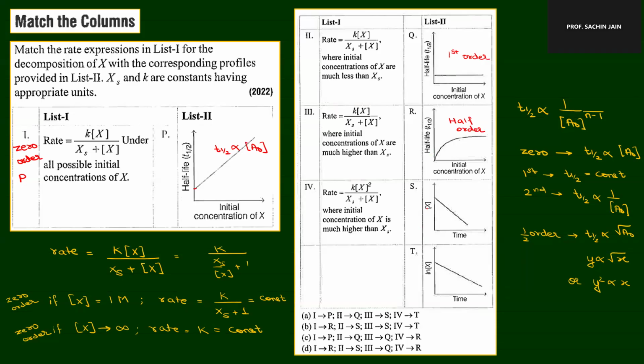Okay. Next, concentration versus time linearly decreasing: zero order. It is a t equals minus kt plus a naught relation, of course, for a zero order. ln x versus time, first order. This happens only for first order. Clear observation? Yes, sir. So list one's first can match with one as well as P.